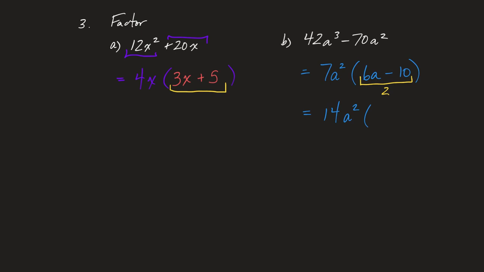I'm just going to bet and say, I don't think that we know our 14 times table off by heart. So no worries, factor out a 2 now. And if I take another 2 out of 6a, that leaves me with 3a. If I take a 2 out of 10, that leaves me with 5. And there we go.